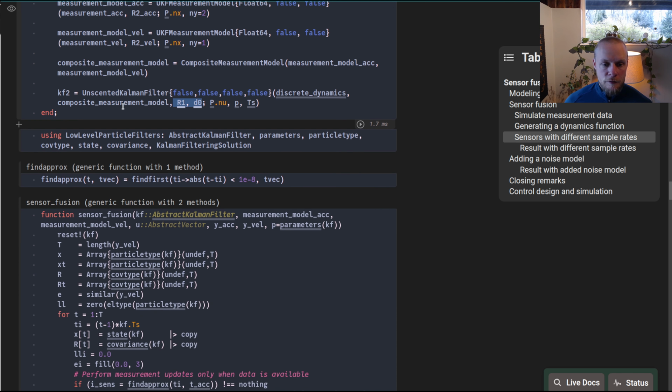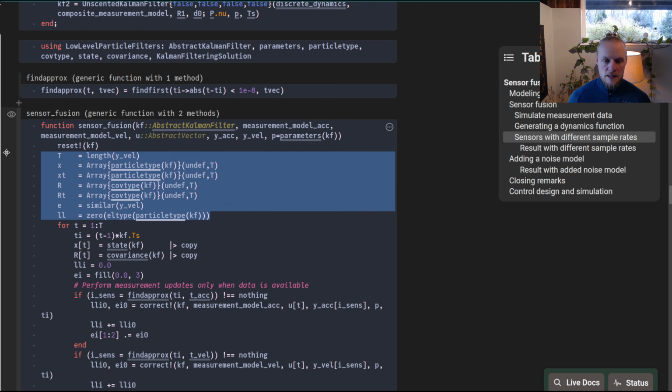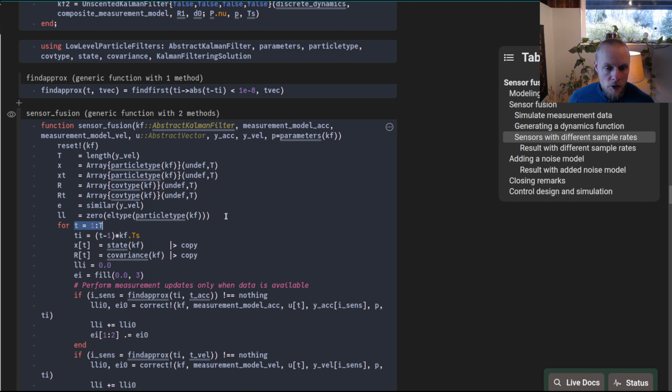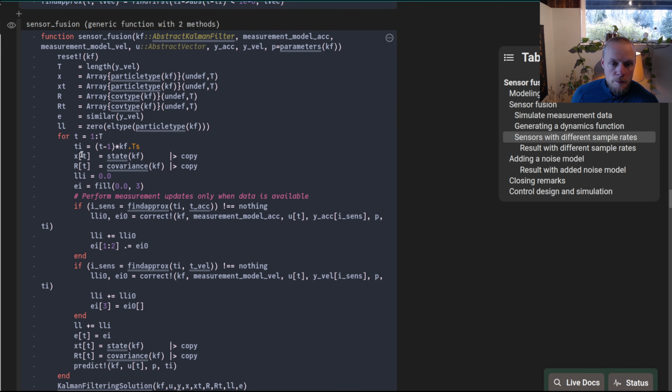So I've written a little function here that performs this filtering for me, given the measurements of accelerations and velocities. I start by creating some arrays to store all the data in, and then for each time point in the base time vector, which is the time vector that the input was operating in, 100 Hertz, I grab the current state and covariance and save those in my output arrays.